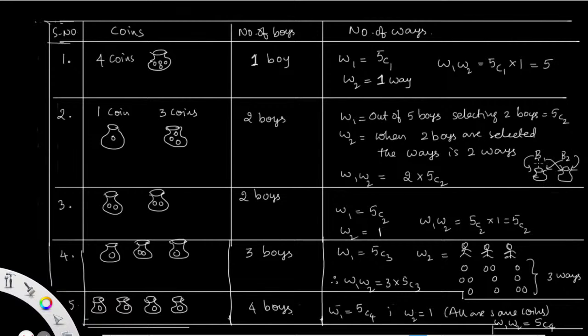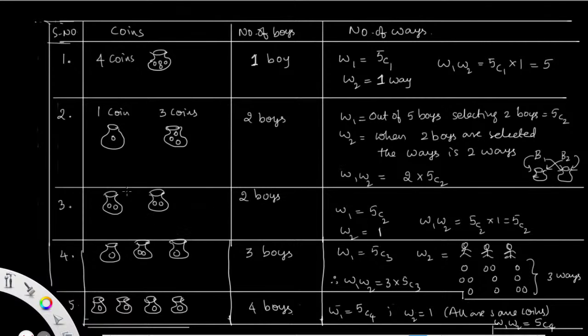Boy 1 takes 1 coin and boy 2 takes 3 coins, this is the one way. And in the other way, boy 1 takes 3 coins and boy 2 takes 1 coin. In total, how many ways? 2 ways. So 2 ways into 5C2. Then W1 into W2 is 2 into 5C2.